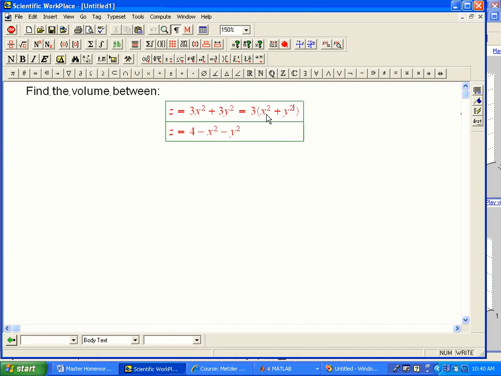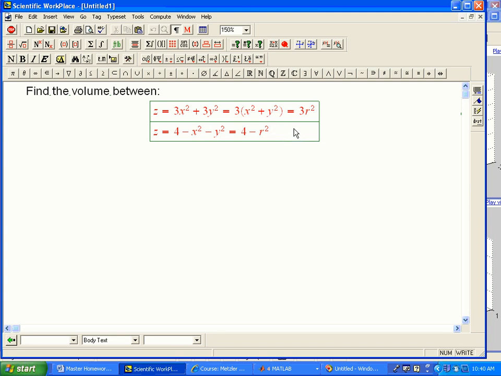plus y squared, or 3r squared. And this is just 4 minus r squared. So that says that this whole problem is going to be radially symmetric. There's no theta anywhere in here. The height does not depend on the direction. And that's almost certainly going to give a nice region in polar and a nice integral setup.